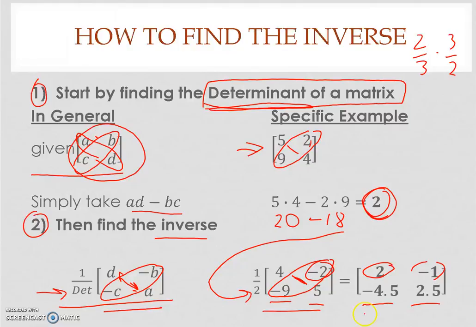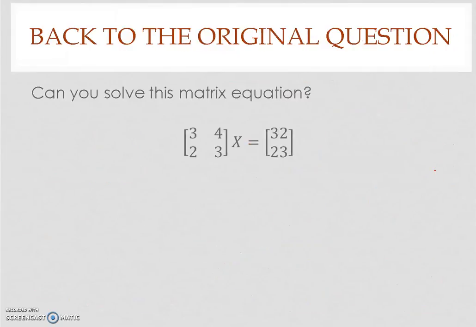Here's what this means then. This matrix here and my original matrix are inverses of each other, which means if I multiplied them together, I would get the identity matrix, which is 1, 0, 0, 1. How are we going to use all this? Well, this is how we're going to use all this. Let's go back to the original equation that we had at the beginning of this PowerPoint.